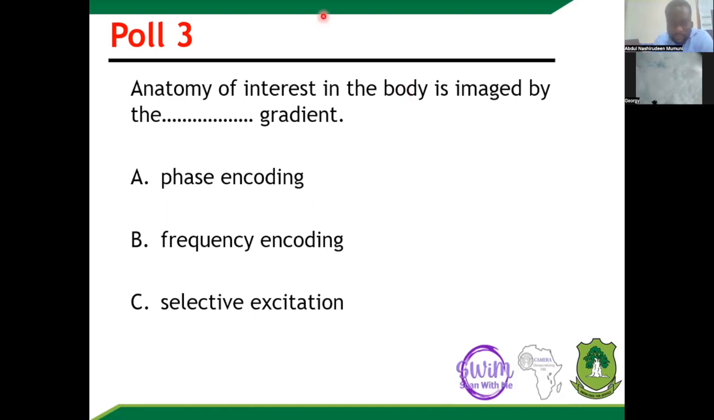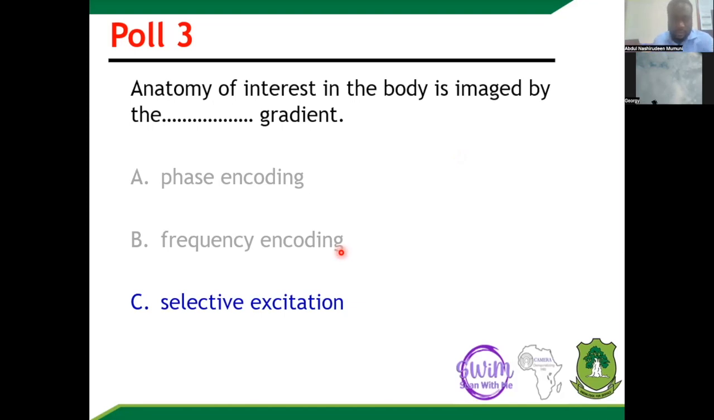Wow, brilliant, brilliant. Yeah, I'm excited that you're all following. Yes, perfect. You are right. It's slice selective. Yes, we need to do selective excitation, and then we will say this is what we want to image. That's excellent.